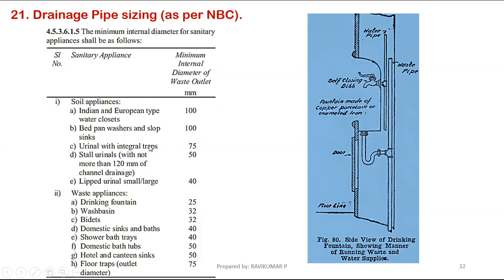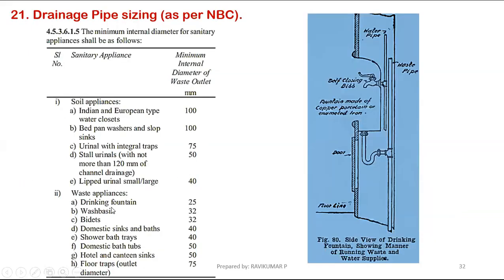Urinal with integral trap. For an integral trap urinal, a 75 mm outlet will be there. The same size only we are using. Stall urinal with not more than 120 mm of channel draining, 50 mm outlet we are using. Lipped urinal, small and large, 40 mm outlet. The same size only we are using.